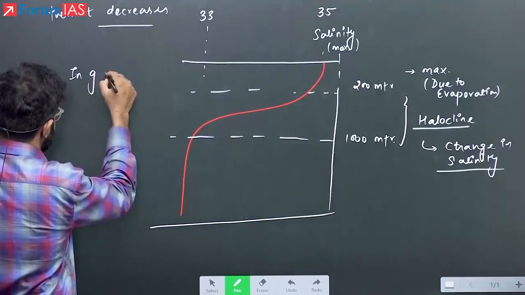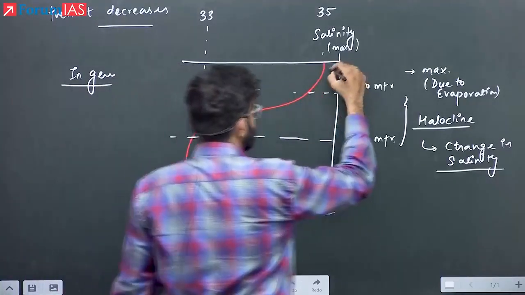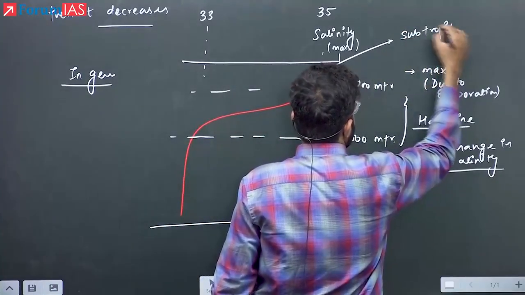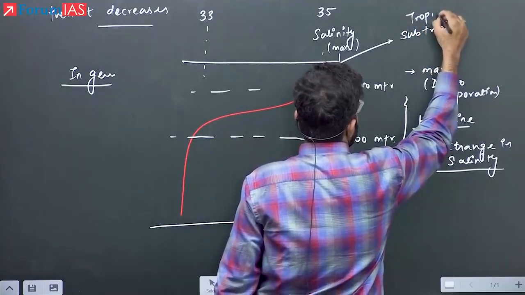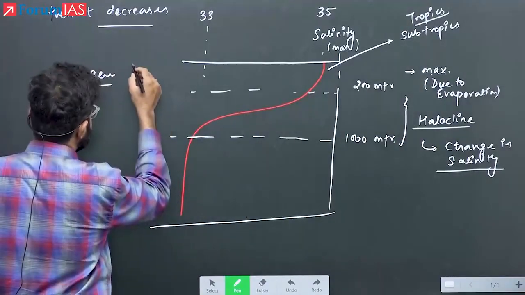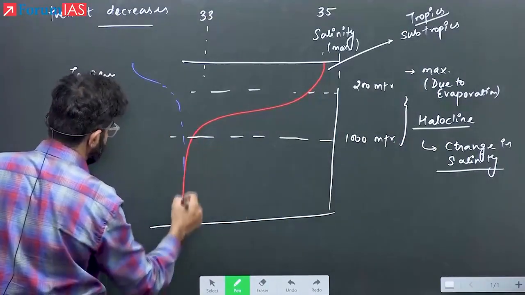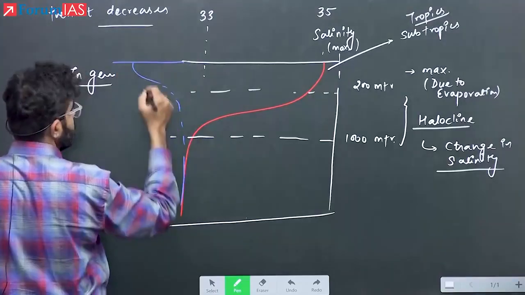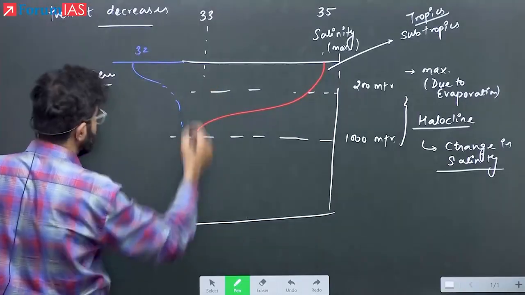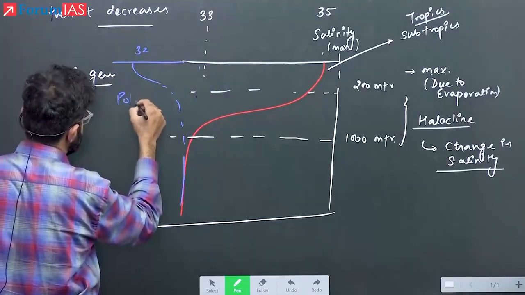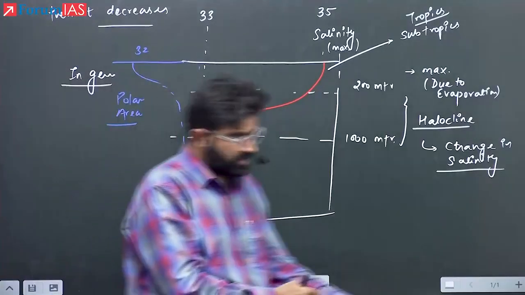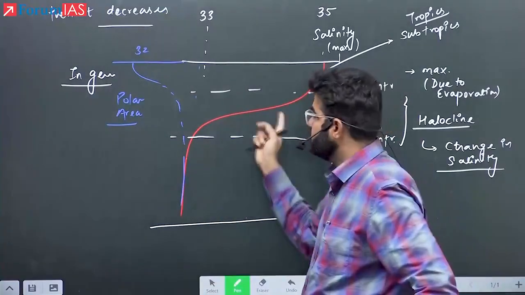In which areas? This is the general diagram for tropics and subtropics. Polar we have already seen. In the polar area, what was the diagram? This would be the diagram. So somewhat around 32 you can take here. Again, it will reach 33 in the polar areas. Okay. In general, if you are asked, you can draw this diagram.